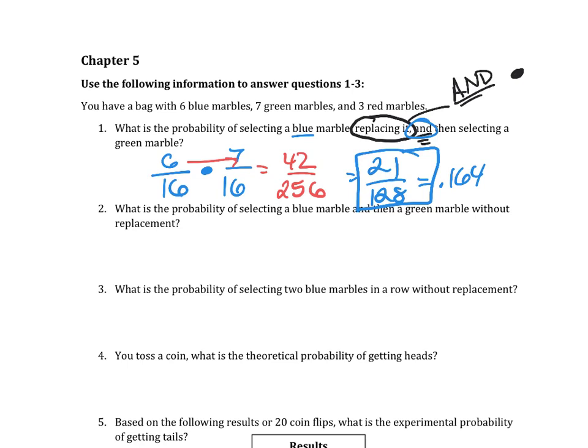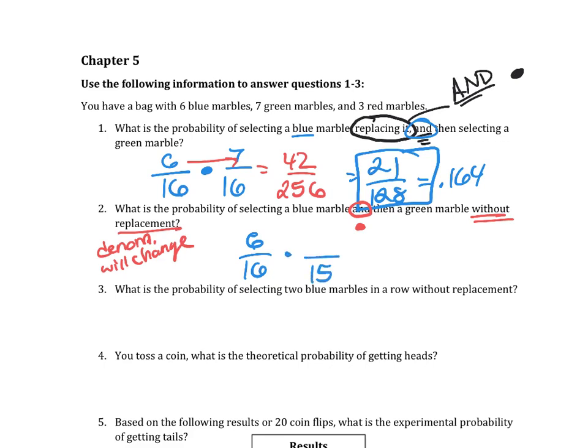Number 2, what's the probability of selecting a blue marble and then a green marble without replacement? So we have the and, we're doing our experiment multiple times, so we're going to be multiplying. Here we're without replacement, which means our denominator is going to change. So first we want to draw a blue marble. There's 6 blue marbles out of the total 16. But then we don't put it back.